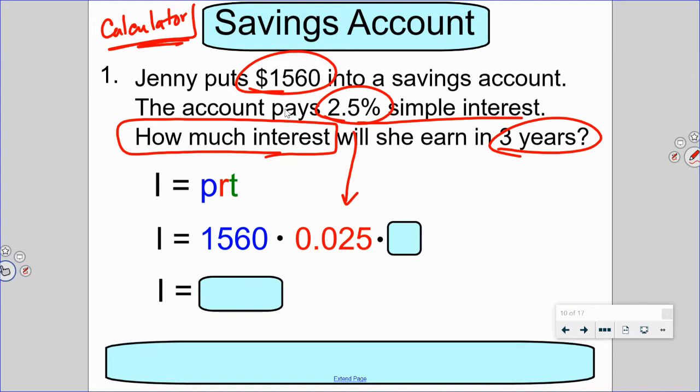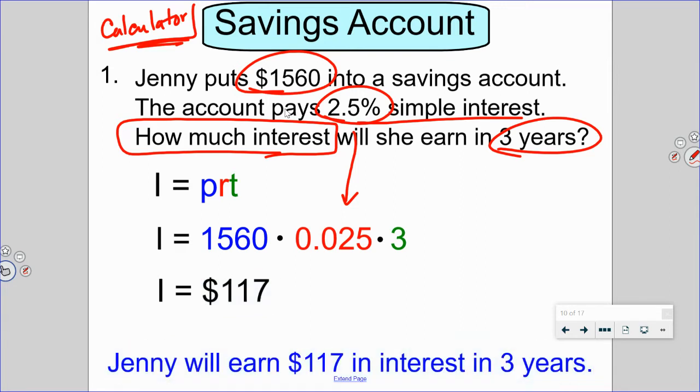And then 3 years. So now you can go ahead with your Desmos calculator, multiply 1,560 times 0.025, 2.5%, times 3, and you're going to get 117, which means we can write a sentence for that. Jenny will earn $117 in interest in 3 years. Now I'm going to talk pretty fast today, folks, so if you wish, pause, write down what you need, and then we'll move on.